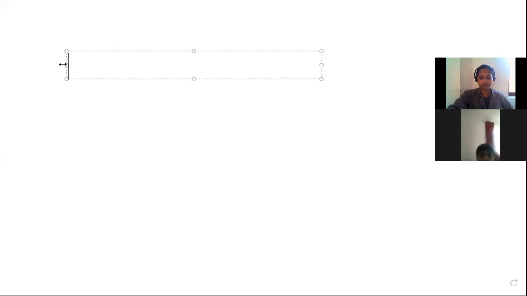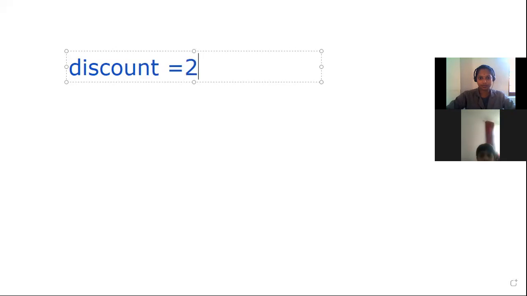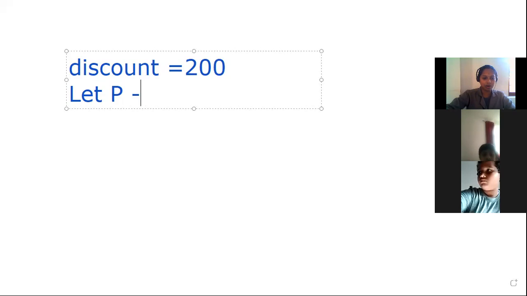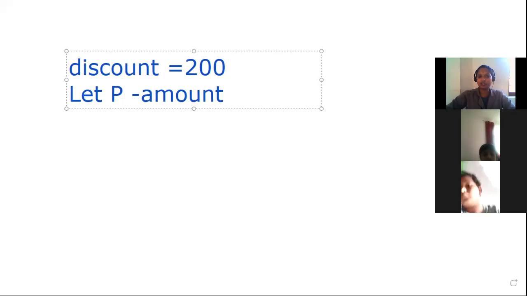So, here what is the discount amount? Discount is equal to 200 rupees. And we have to find the actual price of the sweater. How will you find the actual price? We know 200 is 25% of something. Let capital P be the amount. Amount means actual price of the sweater.